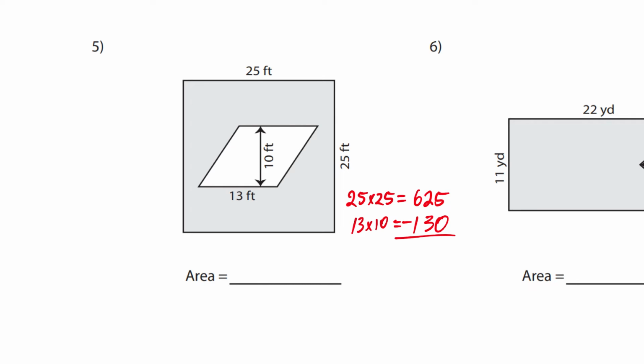So that 130 is being taken away from the 625. What does that leave? 495 square feet.